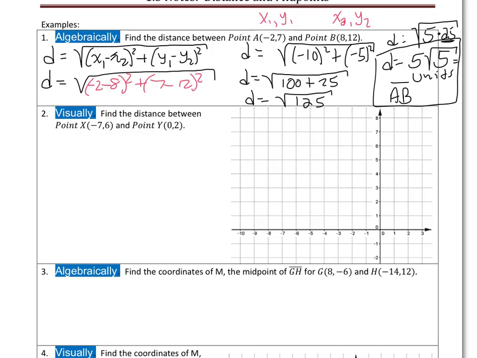Now let's take a look at it visually. We've got point X located at -7, 6.